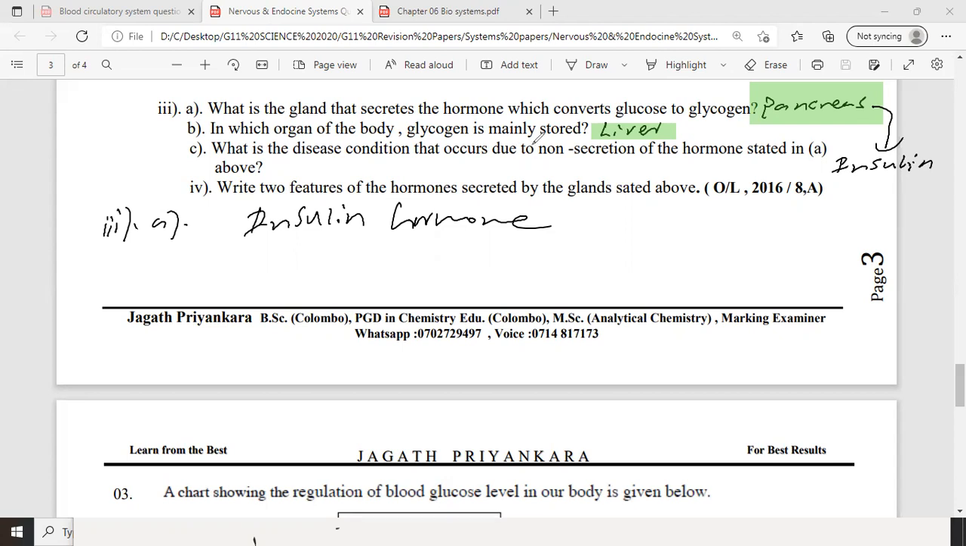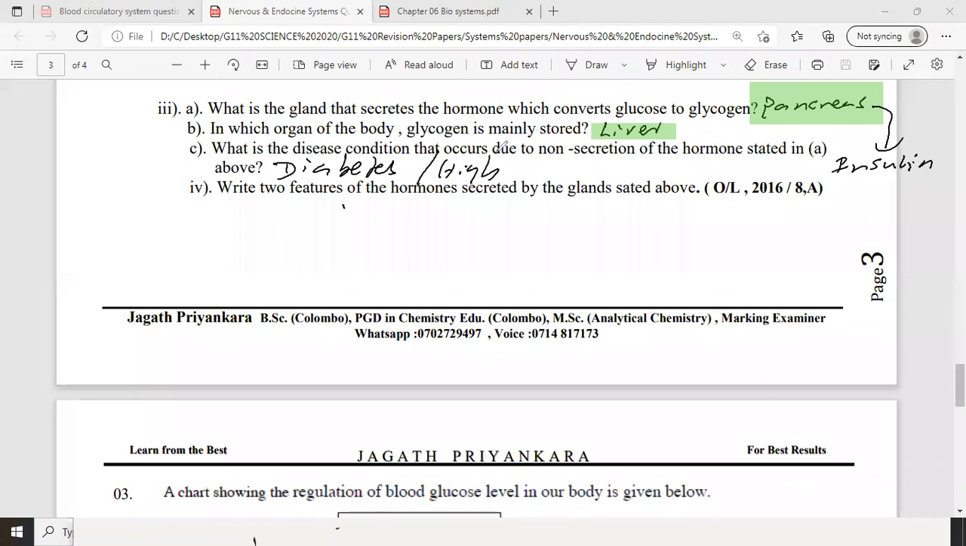Part C, what is the answer? Any volunteers? Diabetics, nothing else. Diabetics, so high glucose level. Or you can write high blood glucose level. High blood glucose level is called diabetics. That is the name of the disease. Next one.